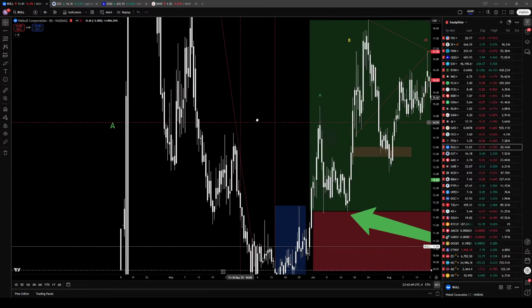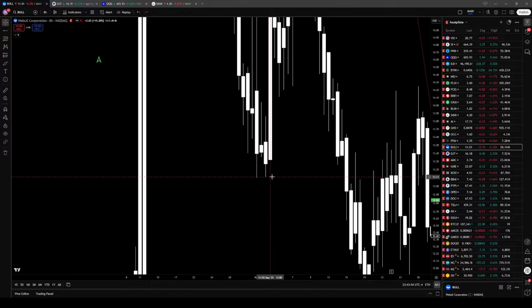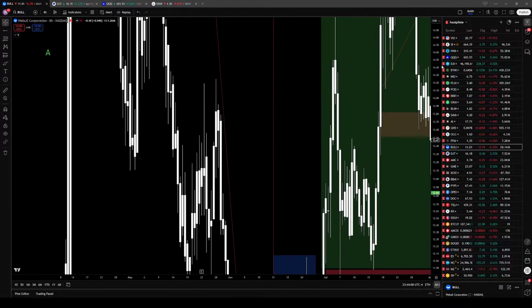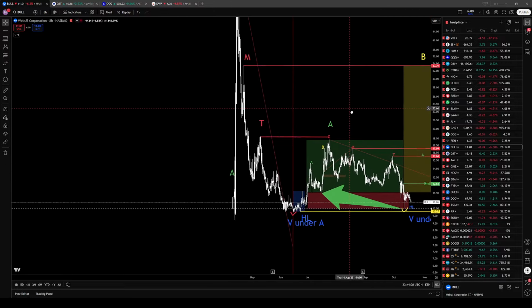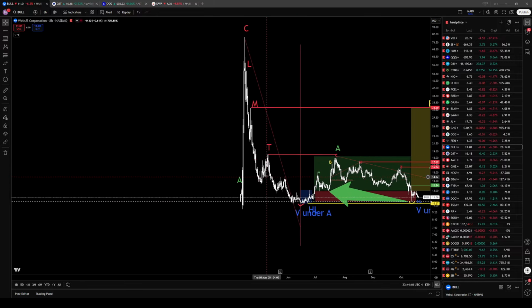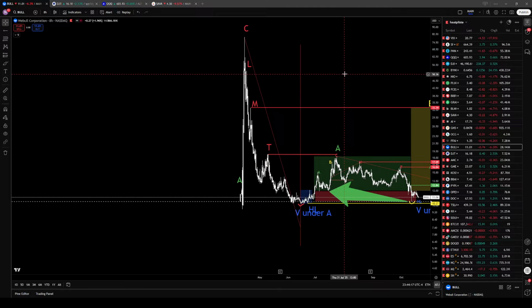And also, if you zoom in here, you have here a higher low, and after that a lower low. And the same thing we did here, higher low, lower low. So if right, we would expect this price action for our next move.